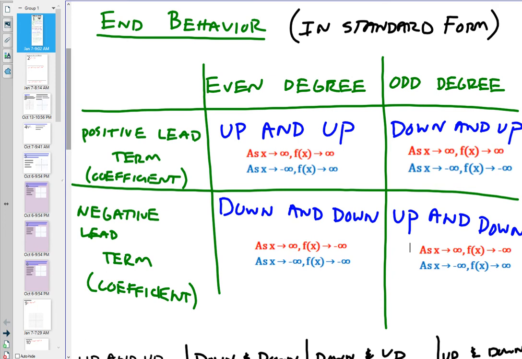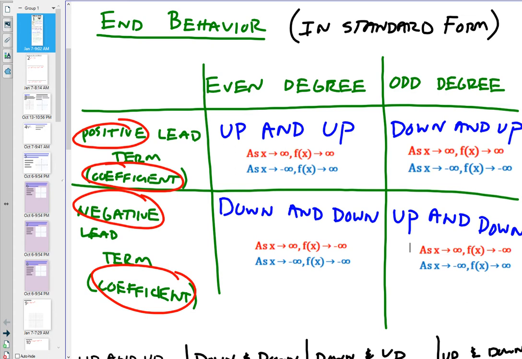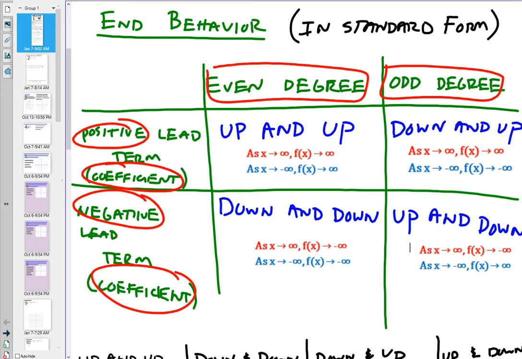End behavior is determined by the lead term. When you're given a function in standard form, all you need to do is look at the lead term. Specifically, you look at the lead coefficient and see if it's positive or negative, and then you look at the degree and differentiate between even or odd. I'll usually check the degree first.